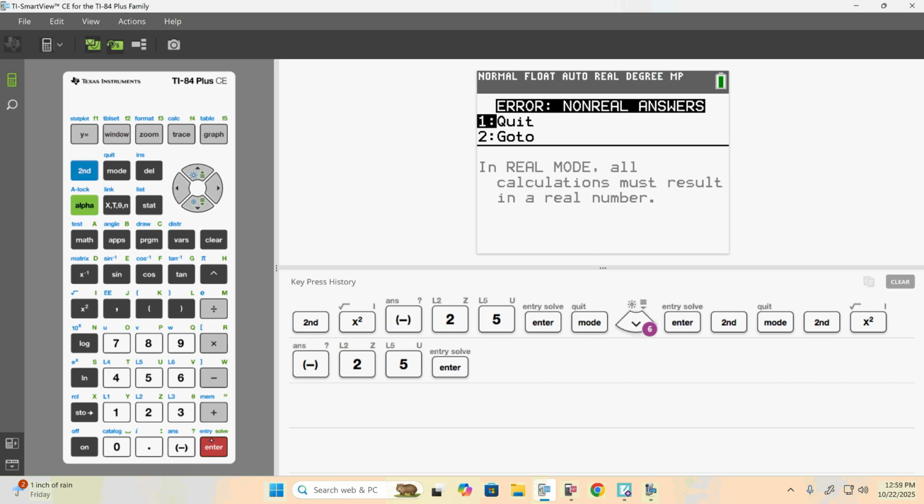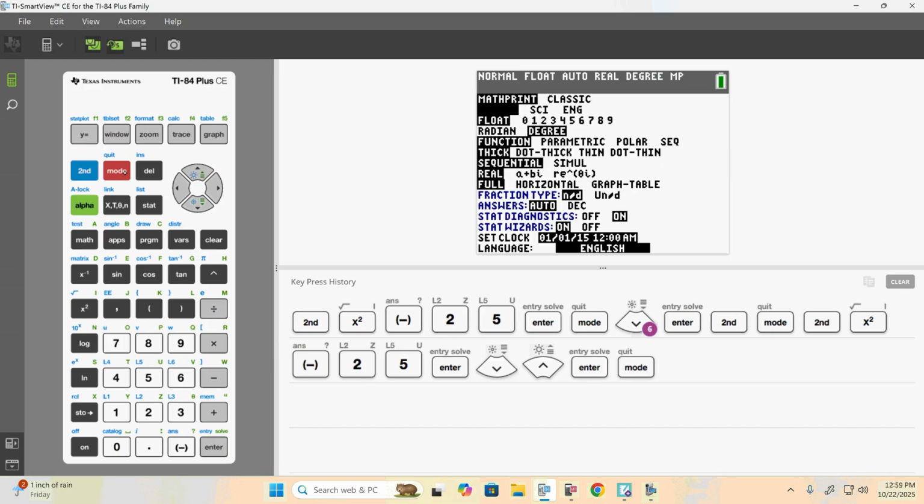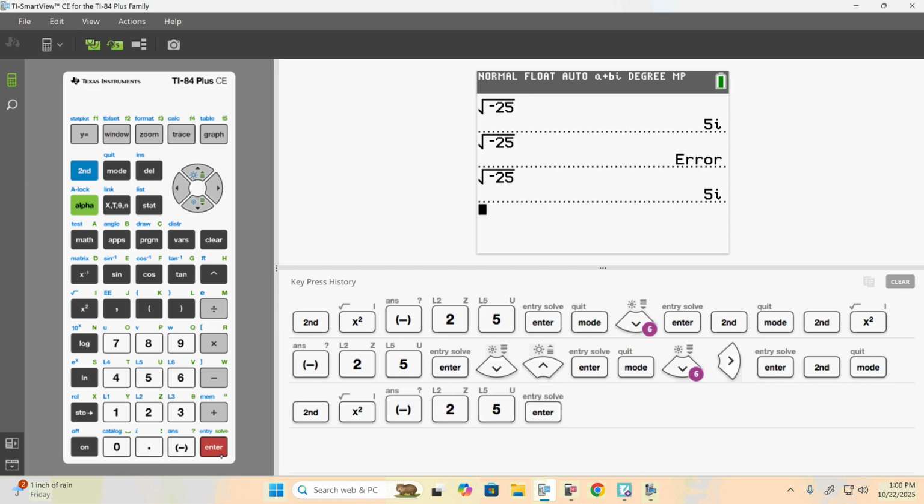In real mode, all calculations must result in a real number. So we can just say quit. Now to change it, we have to go to mode and scroll down to where it says real and go over to a plus bi and hit enter. We have to switch a plus bi on. Because once we have a plus bi turned on, we can tell it the square root of negative 25, and it'll tell us that it is indeed 5i.